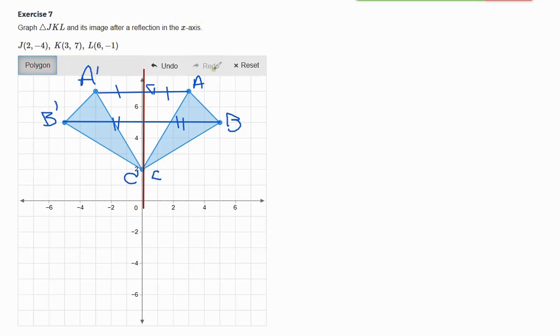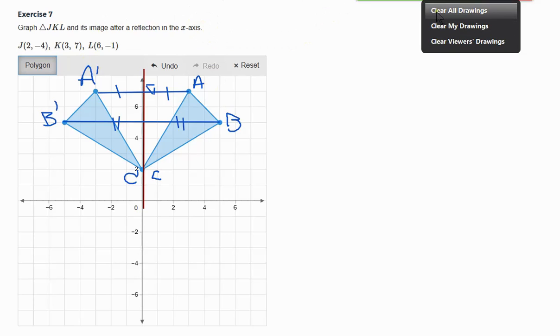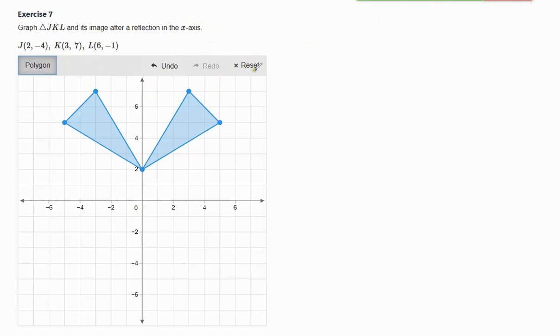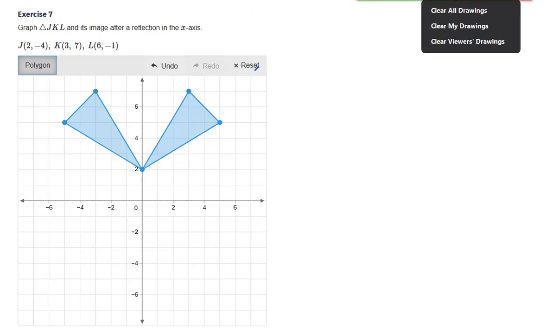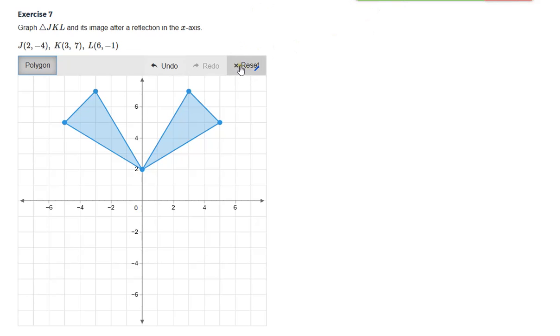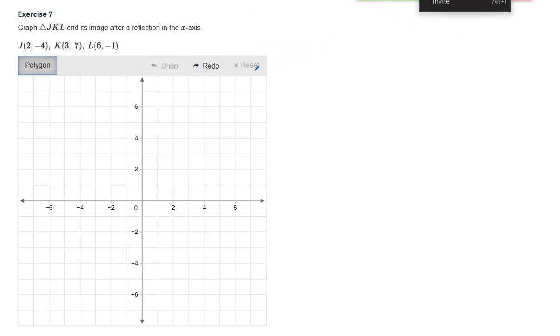Let me clear all this. I'm going to do another one. Oops, gotta close that for a second and reset this. Let's make another shape. Okay. So actually I'm going to keep that same shape, but this time I'm going to reflect across a different line.